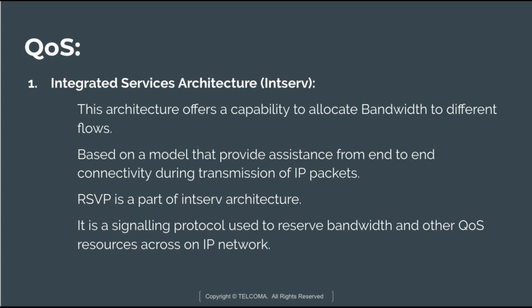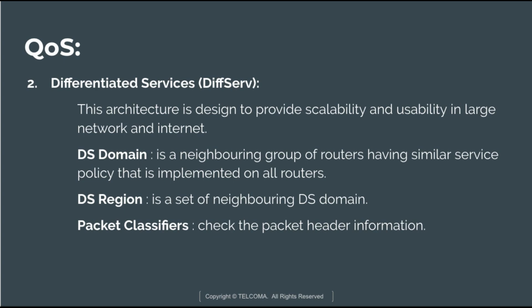Next we are going to discuss the differentiated services. This architecture is designed to provide scalability and usability in large networks and the internet. There are some parts in this. First one is the DS domain. The DS domain is a neighboring group of routers having similar service policies implemented on all routers. The boundary routers classify incoming data packets, label all the packets and use a per hop behavior for all the packets. After that the next part is the DS region.